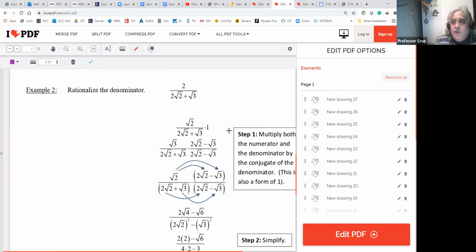All right, so 2 over 2 square roots of 2 plus 3. We want to rationalize the denominator, so we're going to take advantage of the conjugate relationship between those two. What it means we have to do is multiply by these same terms except for the sign in between. So that means 2 square roots of 2 plus 3 times 2 square roots of 2 minus 3.